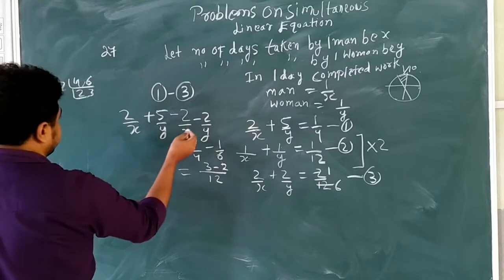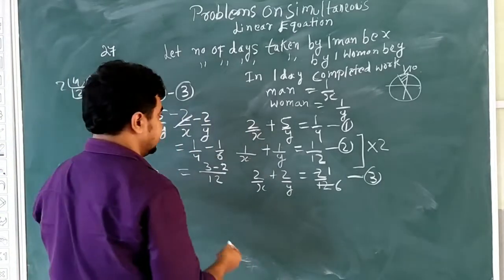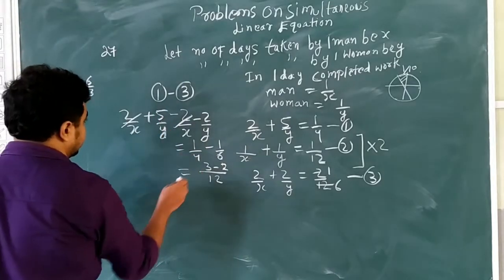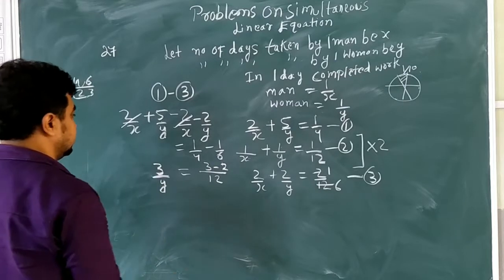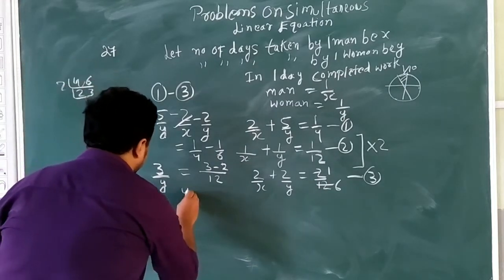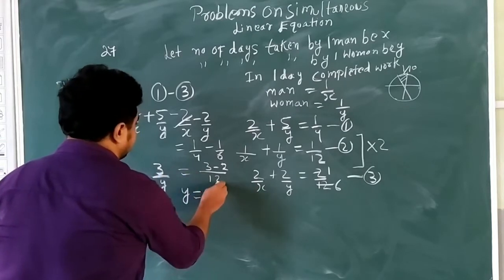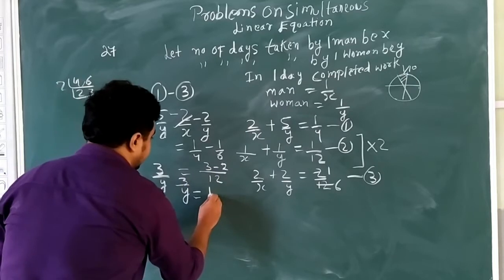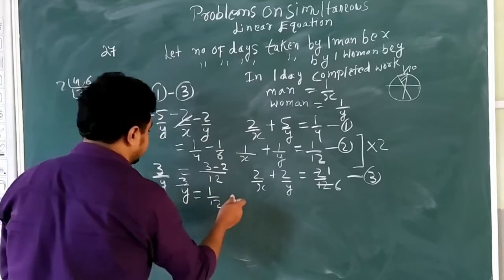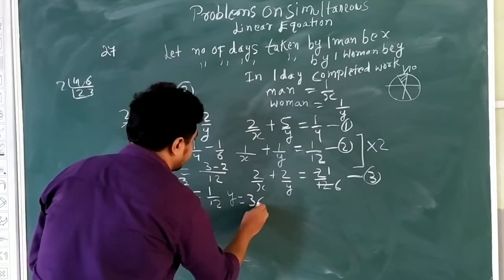And from here, 2 by x and minus 2 by x will be cancelled. 5 by y minus 2 by y is 3 by y. So 3 by y will be equal to 1 by 12. So y will be equal to 12 into 3, which is 36. y is equal to 36.